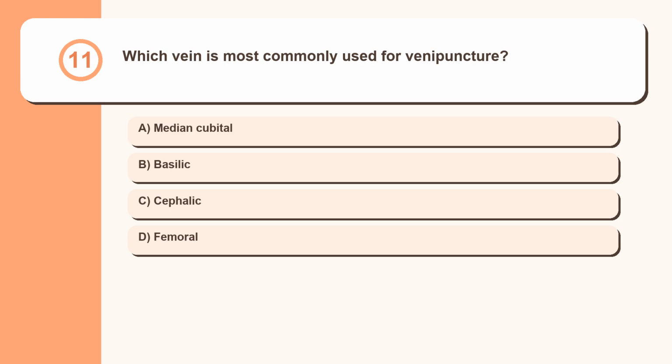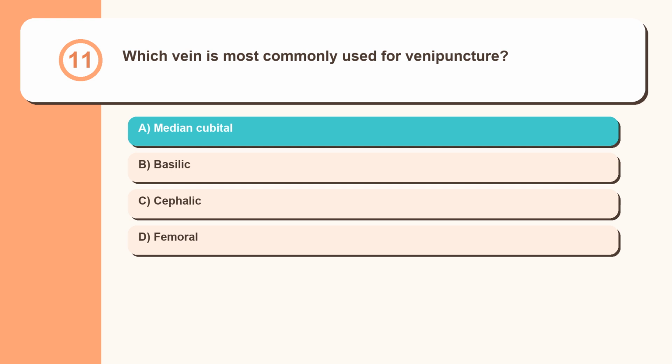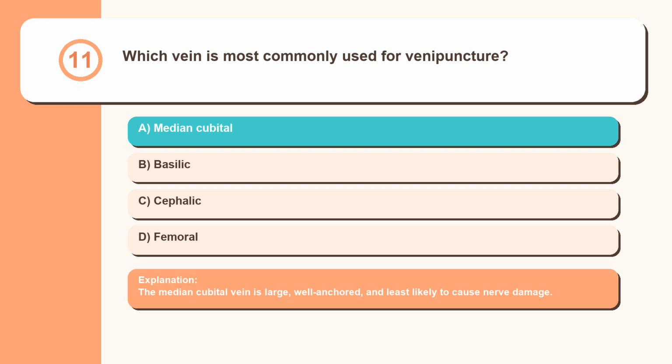Question 11. Which vein is most commonly used for venipuncture? Median cubital, basilic, cephalic, femoral. The median cubital vein is large, well anchored, and least likely to cause nerve damage.